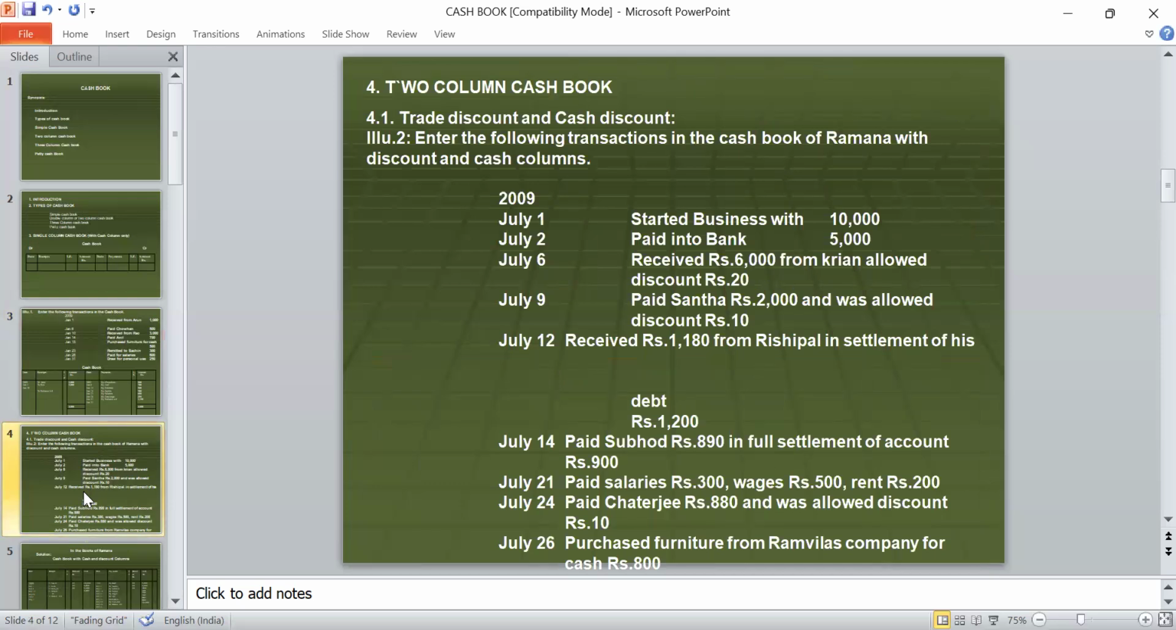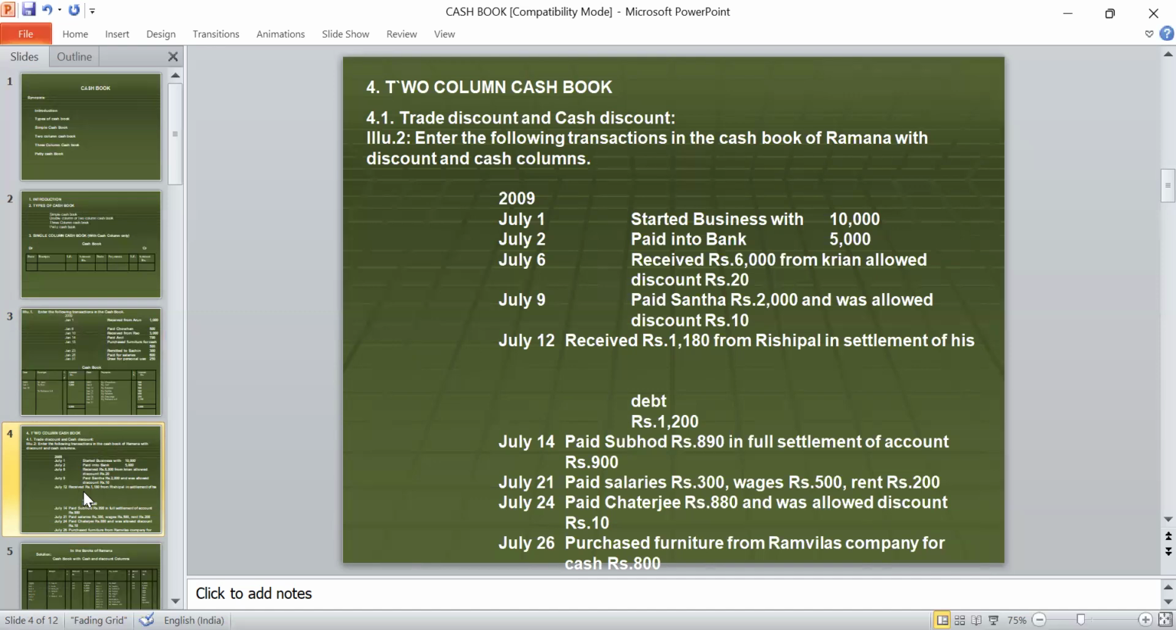And the second cash book is the two column cash book. Two column cash book means it deals with trade discount and cash discounts. In this cash book, there are two columns for amount on each side of the cash book. One is for cash or bank and the other one is the discount column. In fact, this cash book is an extension of the simple cash book.